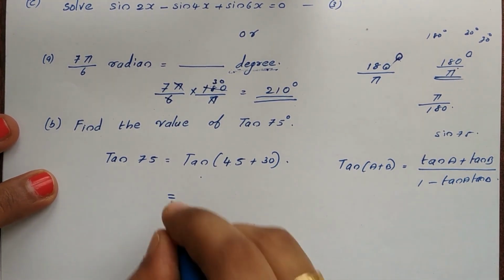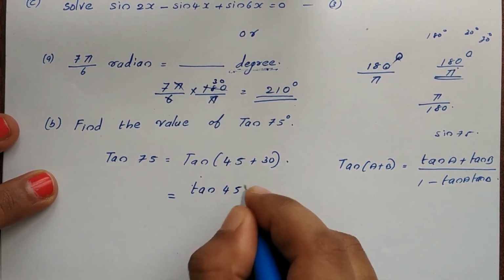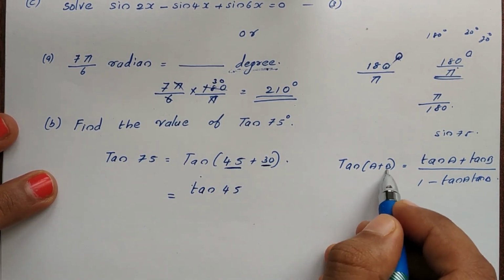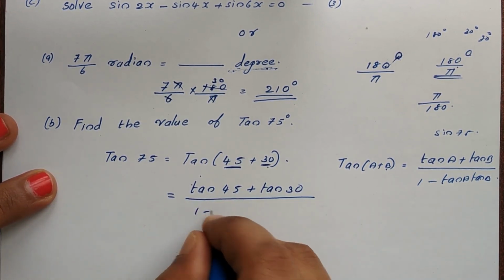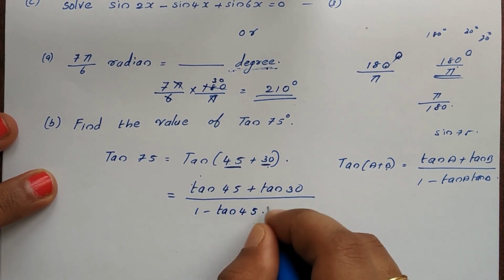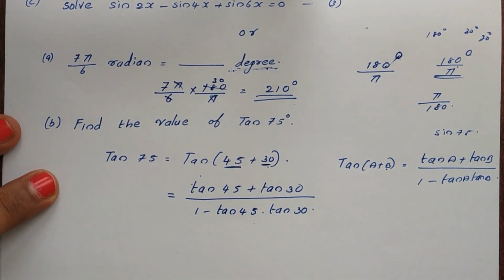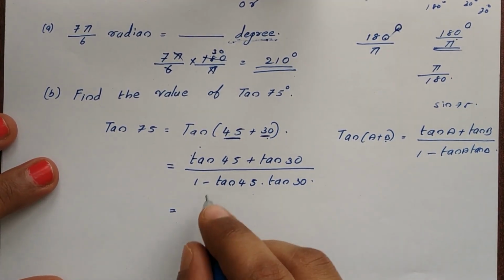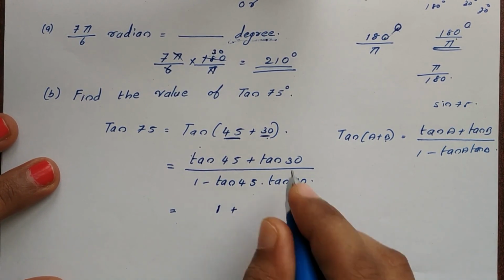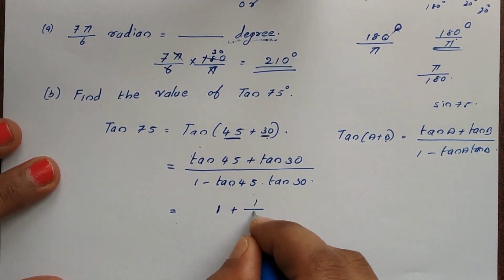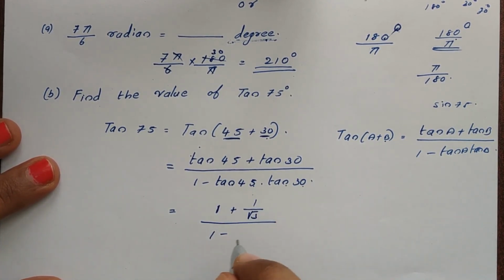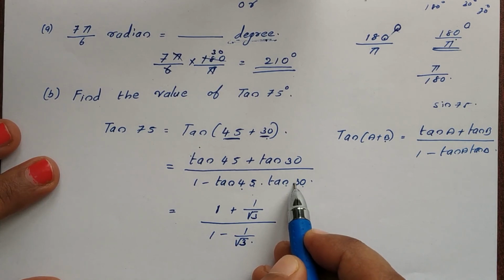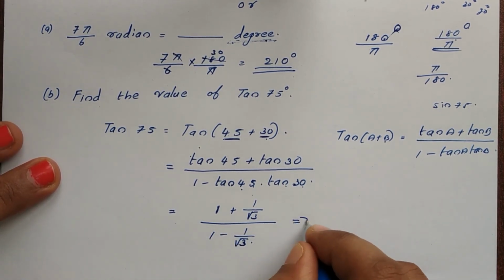So we will apply this. This is equal to tan 45 plus tan 30 divided by 1 minus tan 45 into tan 30. A is 45, B is 30. So this is equal to tan 45 value 1 plus tan 30 value, that is 1 by root 3, the whole divided by 1 minus tan 45 which is 1, into tan 30 which is 1 by root 3.